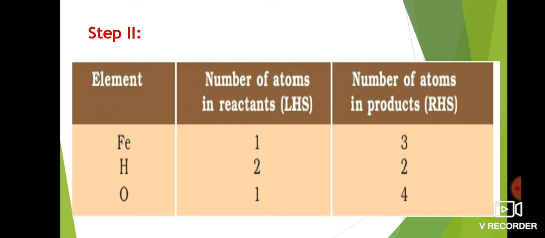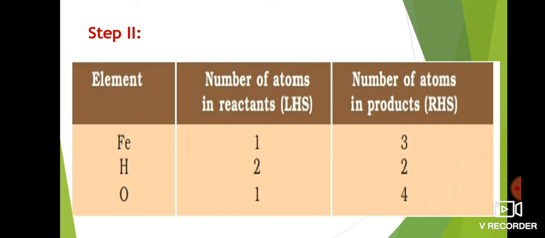Next, step 2. List the number of atoms of different elements present in the unbalanced equation. Okay, in the above equation, Fe plus H2O gives rise to Fe3O4 plus H2. In that equation, there are three elements present: iron, hydrogen and oxygen. So the number of atoms on the reactant side: iron, how much does it present? Only one atom is present. On the product side, there are three iron atoms present, means Fe3.